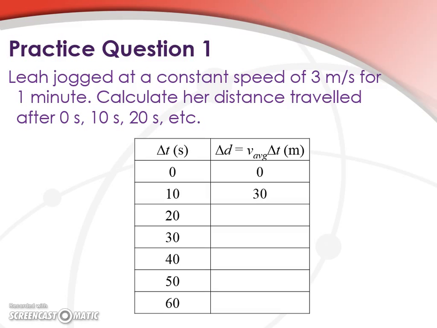Okay, welcome back. So, we can see that for each time increment of 10 seconds, she travels 30 meters. And so after 60 seconds or 1 minute, she's traveled 180 meters. And that's straight out of our work from yesterday with distance equals average velocity times delta t.